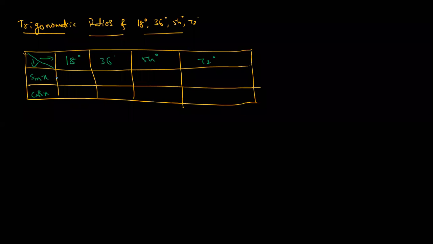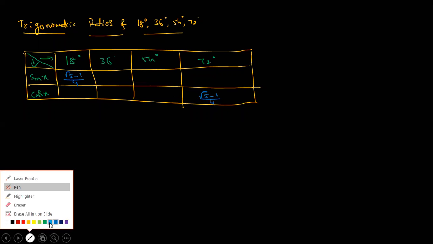Sine 18 degrees is root 5 minus 1 by 4. So for sine 18, what is the complementary angle? That is cos 72. So this is also root 5 minus 1 by 4, dear students. So you should remember it like that, using the complementary angles concept.